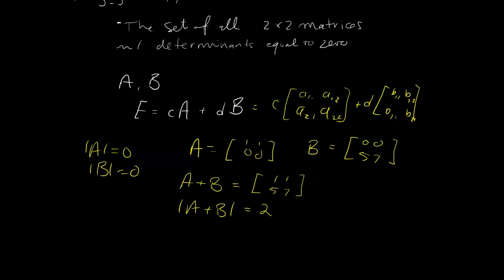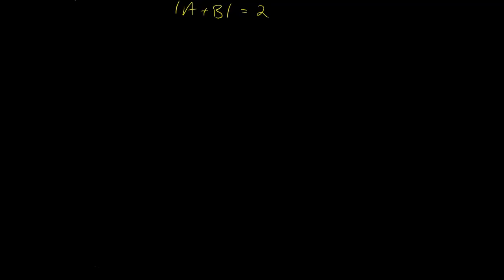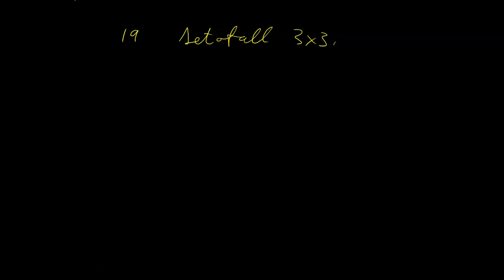We're back. All right, another problem in this section that asks us to verify whether or not we have a vector space. It asks about the set, so this number, let's say 19 from 3.5: the set of all 3 by 3 upper triangular matrices.